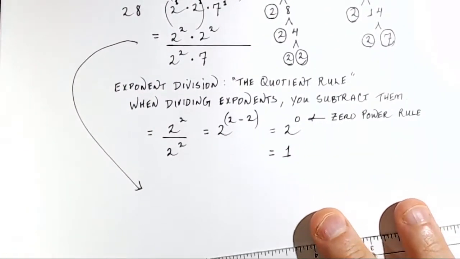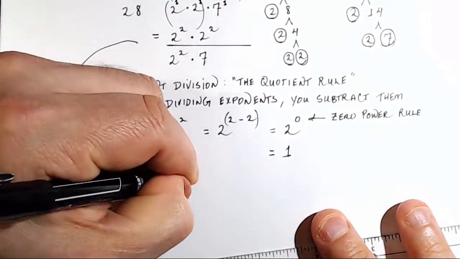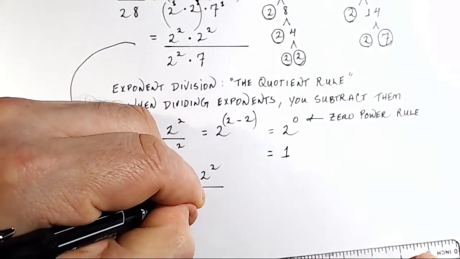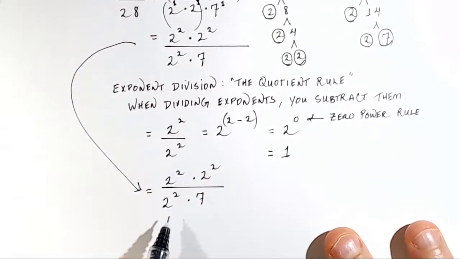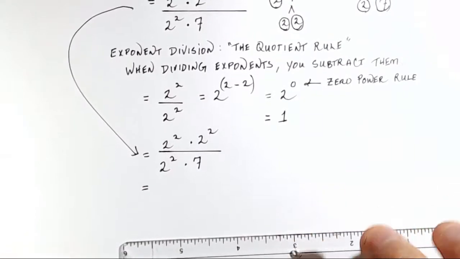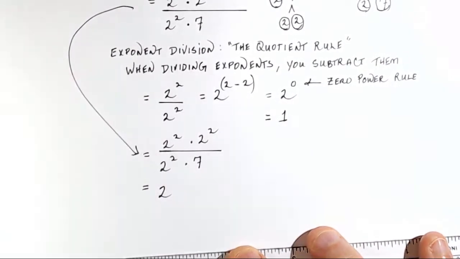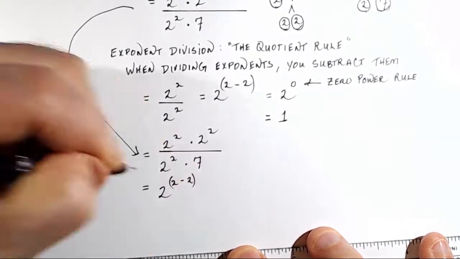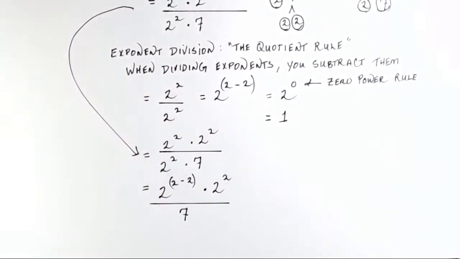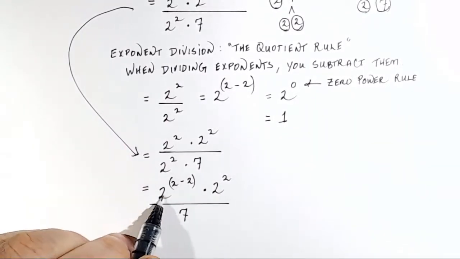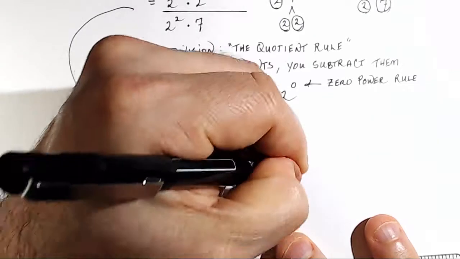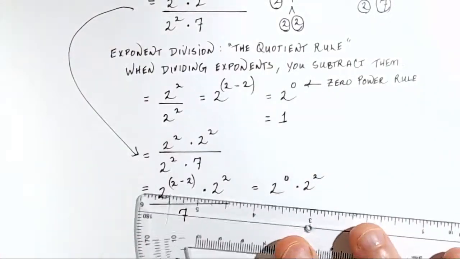Okay, I'm going to bring this down here. We have 2 squared times 2 squared over 2 squared times 7. So we're going to use the quotient rule on these bases and exponents right here. So that means that this is equal to 2 raised to the power of 2 minus 2 times 2 squared over 7. So 2 raised to the power of 2 minus 2 becomes 2 raised to the power of 0. So we'll write that this equals 2 raised to the power of 0 times 2 raised to the power of 2 over 7.